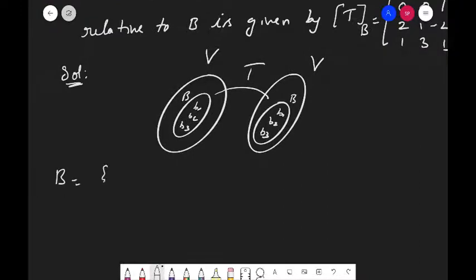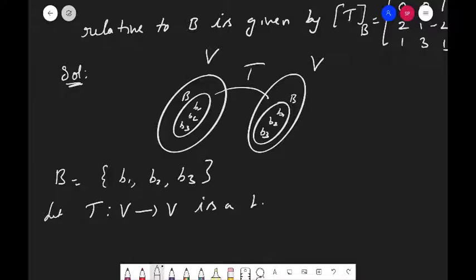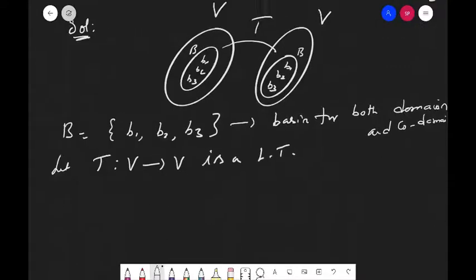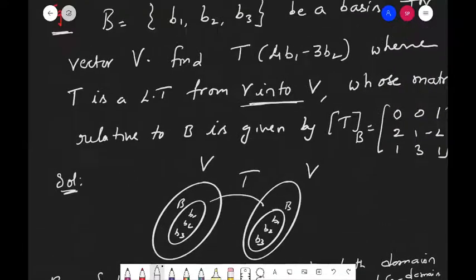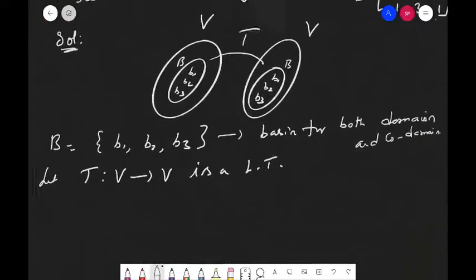So B is equal to {b1, b2, b3}, and this is a domain, and T from V to V is a linear transformation. This is the basis for both the domain and codomain, because the domain and codomain are the same.